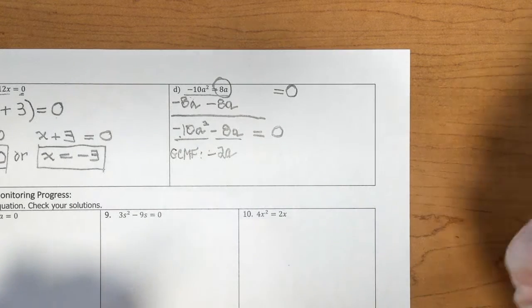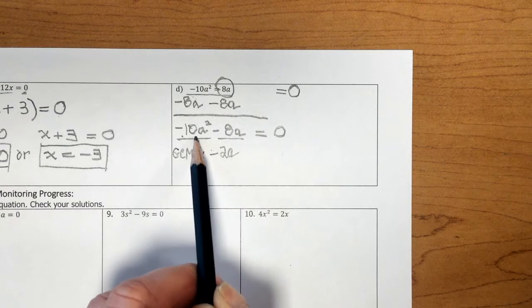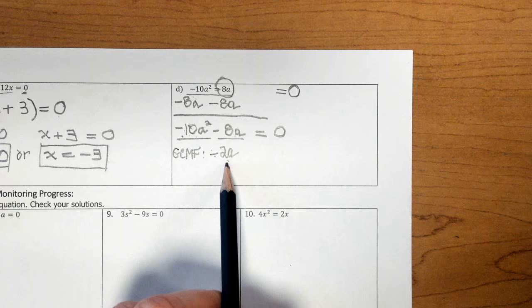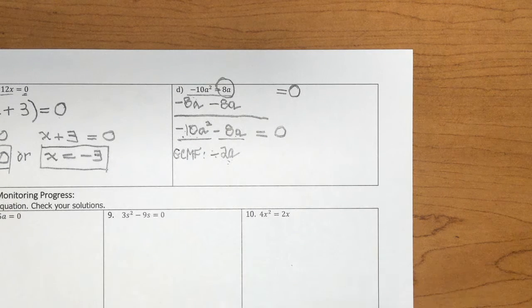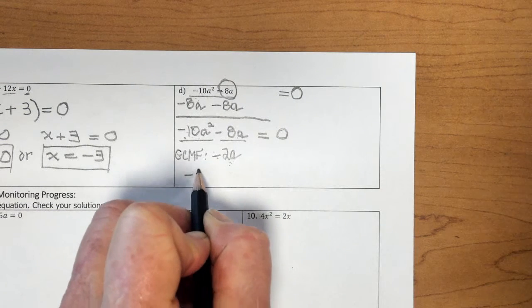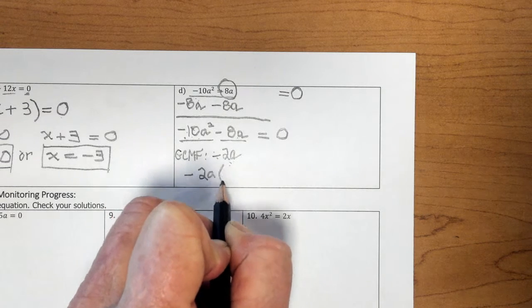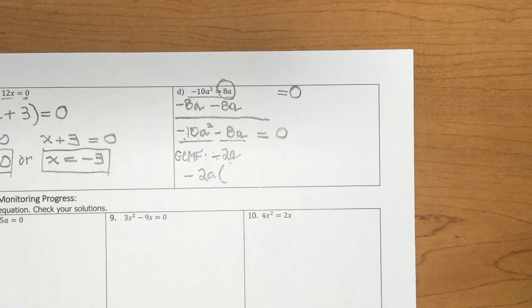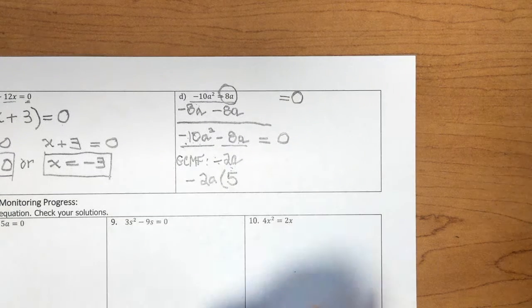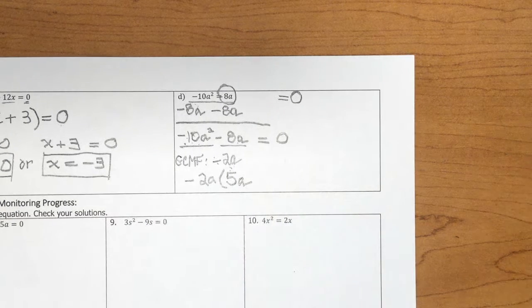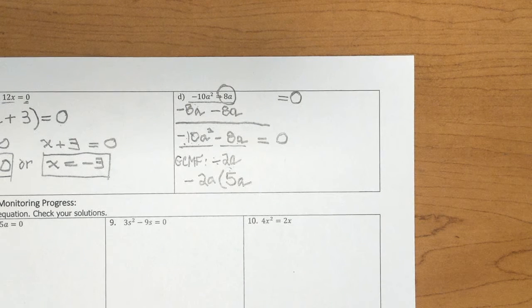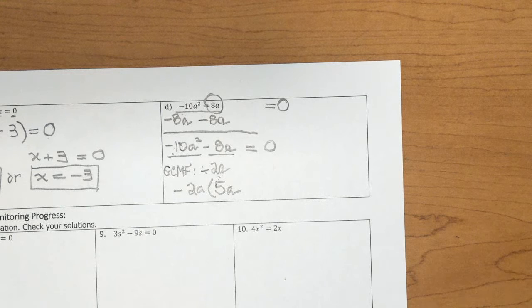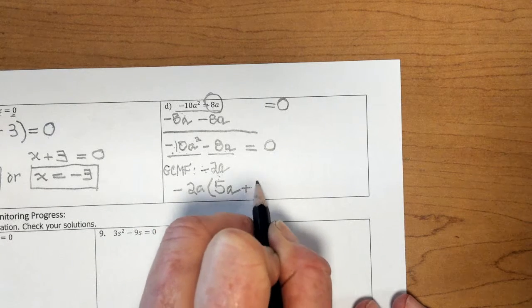So in other words, what am I going to do again? I'm going to divide each term by -2a. In other words, I am going to be factoring it out. I'm going to be pulling it out of each expression. So I'm going to put -2a in front, my parentheses, and I'm going to take -10a squared and divide it by -2a, and what do I have left? I have 5a. Now I'm going to take -2a and divide it into -8a. Negative divided by negative is positive, so plus 4.